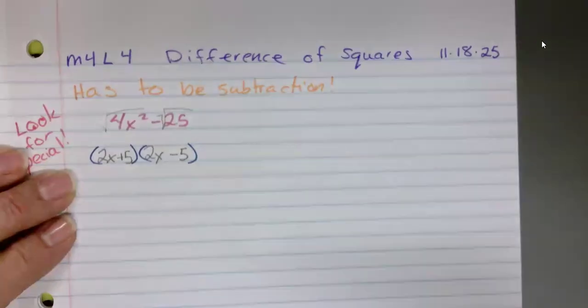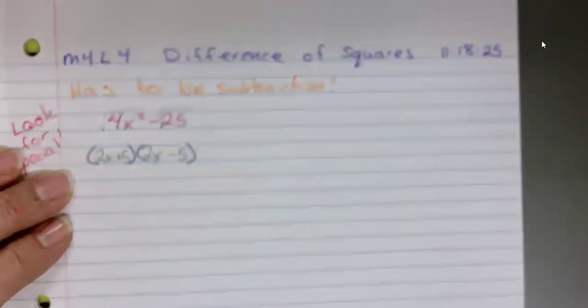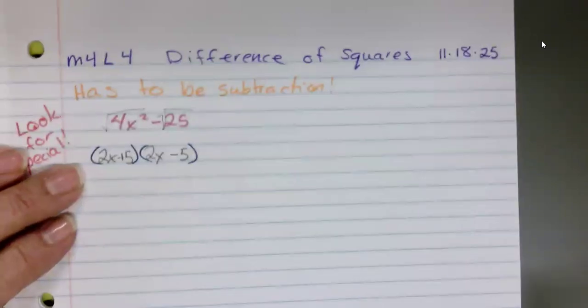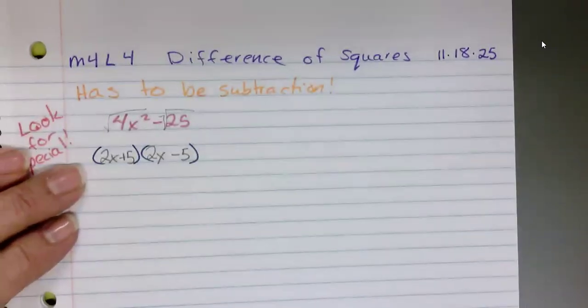And again, look for your specials. We don't have anything squared, so it cannot be a difference of squares. Nothing's cubed, so it cannot be a sum or difference of cubes. So we're good.